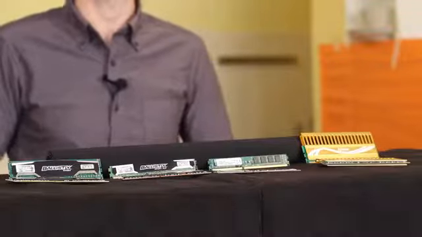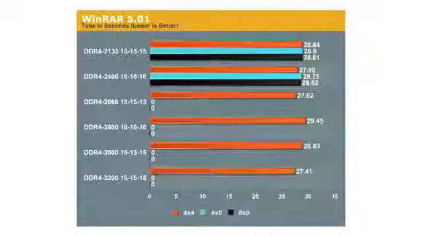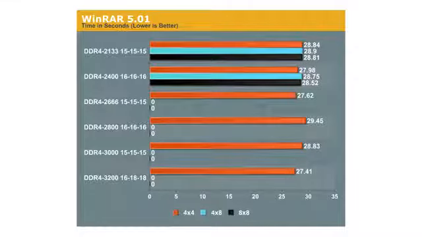DDR4 RAM has introduced speeds going up to 4266 so far, but that doesn't mean you'll notice double the performance over the fastest DDR3 RAM. A recent benchmark from AnandTech showed that the performance differences between PCs featuring RAM at speeds of 2166 and 3200 was 0 to 5% depending on the application.